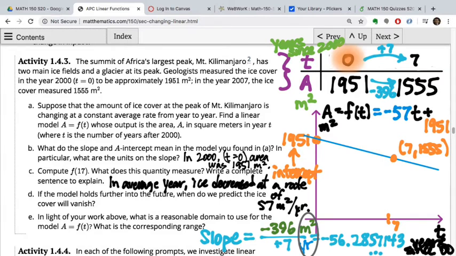Now, if it's true that this function really should be modeled by a linear function, then we could actually get rid of the word average. We could say every year the ice is decreasing at a rate of 57 meters squared per year. Because why? What's true about linear functions? It's constant. The average is the everything for a linear function. Everywhere the rate of change is the same if the function really is linear.